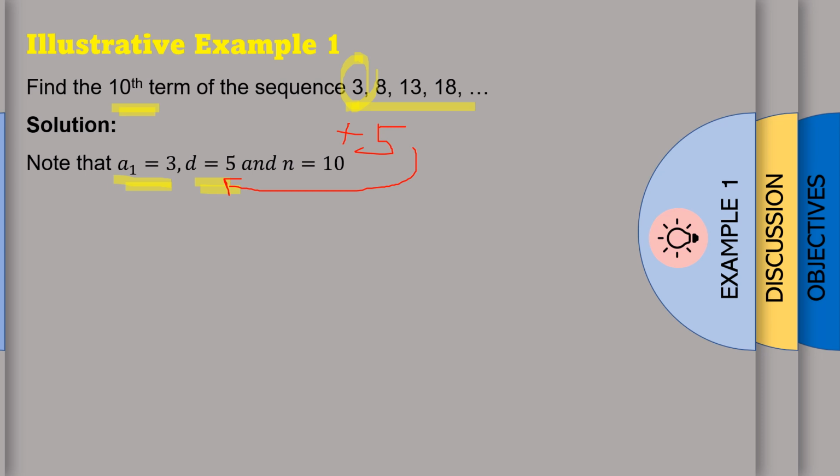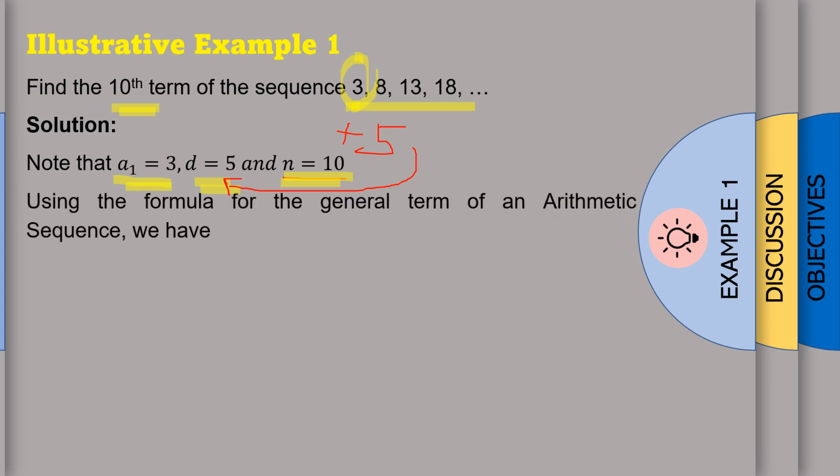And then, ang n natin is 10. So, saan galing yung 10? Dahil nga, hinahanap natin ang 10th term, therefore, automatic ang magiging value ng n natin ay 10. So, ganun lang siya. Connected yan. Kung ano yung hinahanap na posisyon, yun din yung magiging value ng n mo. So, dahil hinahanap ay 10th term, therefore, the value of n is 10.